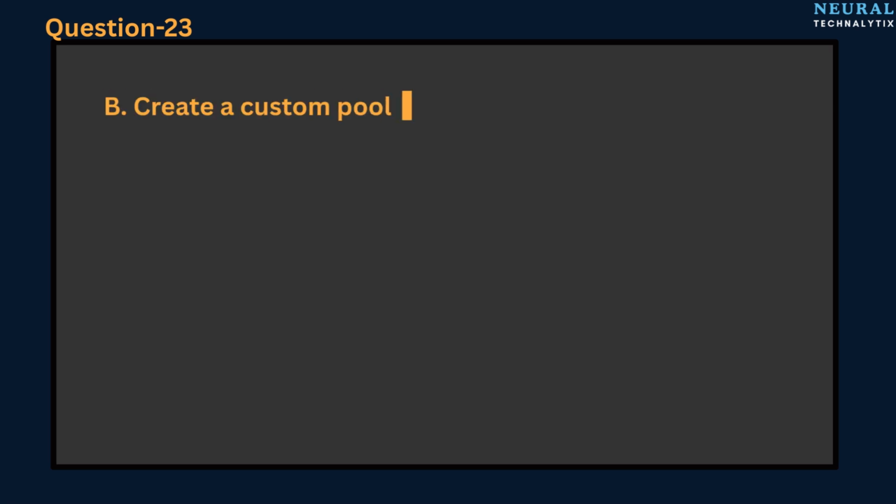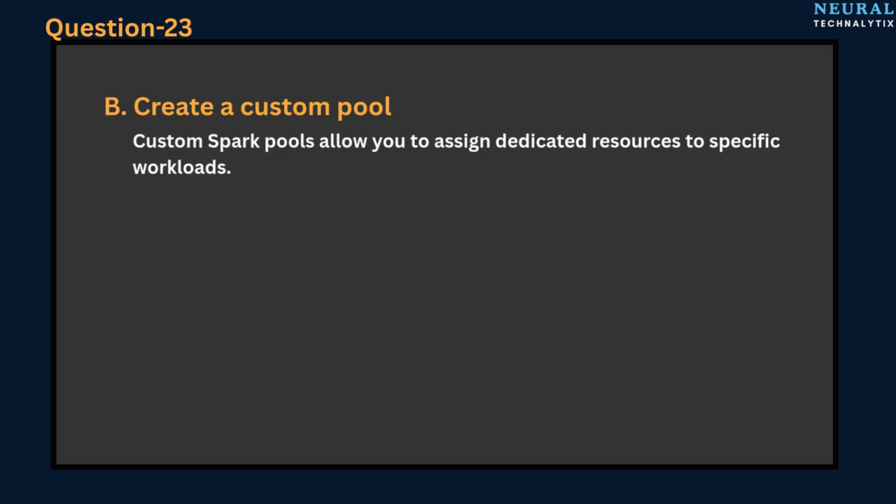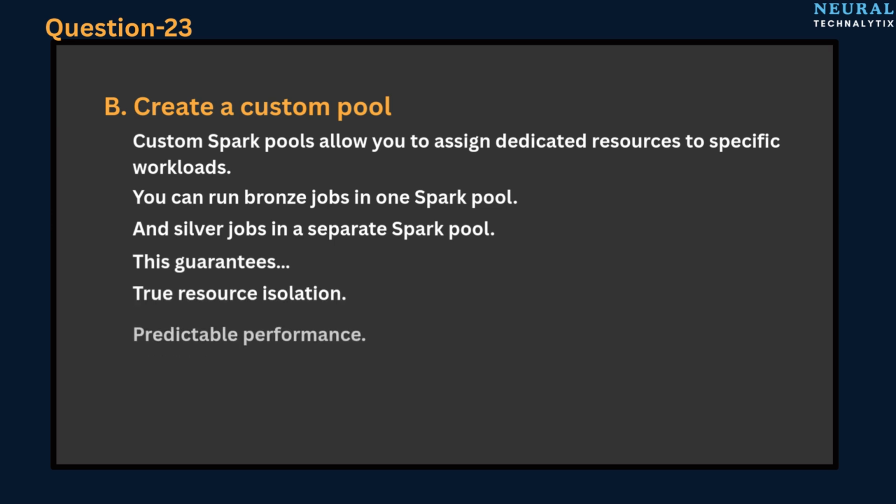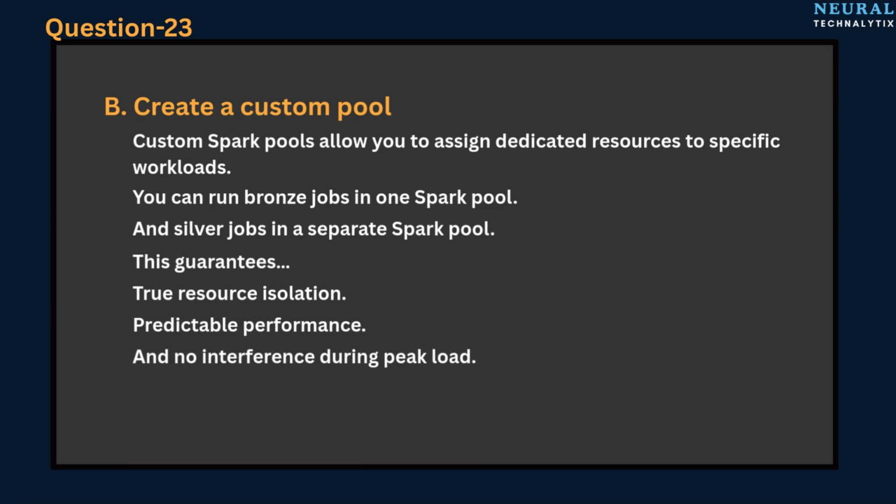Now look at option B, create a custom pool. This is the key. Custom Spark pools allow you to assign dedicated resources to specific workloads. You can run bronze jobs in one Spark pool and silver jobs in a separate Spark pool. This guarantees true resource isolation, predictable performance, and no interference during peak load. This is exactly what the requirement asks for.